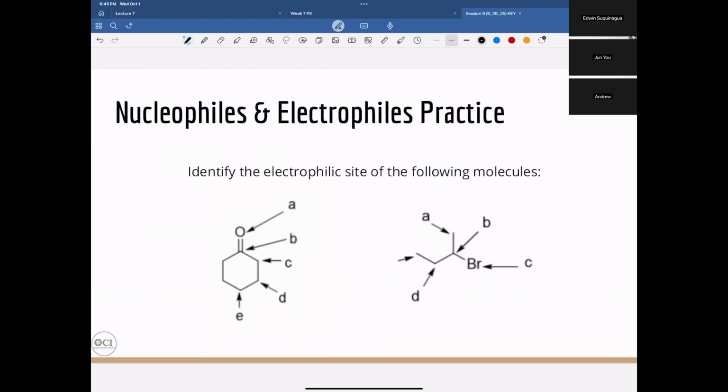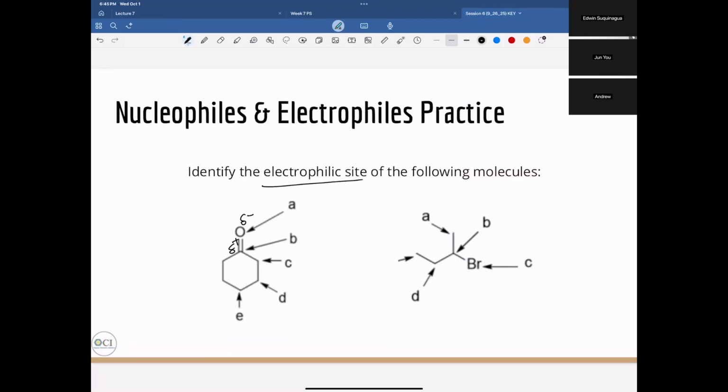So you think A is the electrophilic site? Oh, wait, I mean, that was the nuclear force. So it would be... Yeah, so you are correct in that A could be a potential nucleophile, but B is going to be our electrophilic site because it can form potential bonds since it's bearing a partial positive. And that's what it's asking here, to find the electrophilic sites.